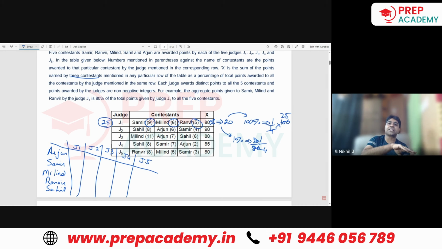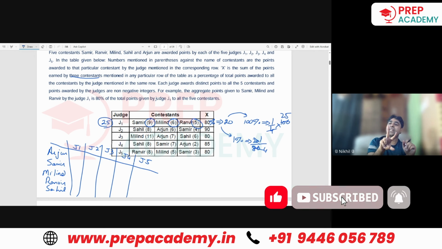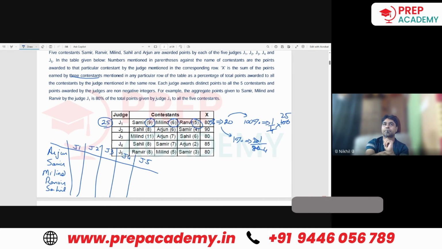Now on that basis, how many marks does Arjun get, Sameer get, Milind get, Ranveer get, Sahil get? You just jot it down, which is already given to you, and then think. Because the total marks by judge 1 you already know now, the difference of that we will award to the other 2 contestants, and then based on that you will be able to solve the question. Yes, sir.